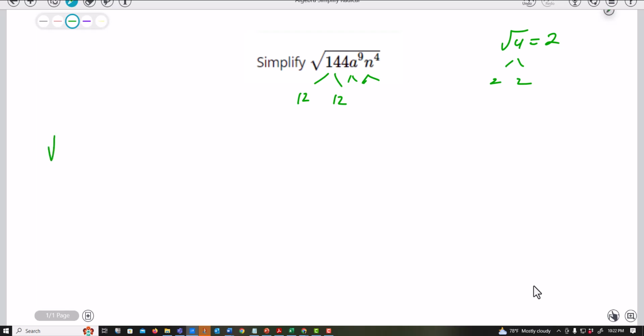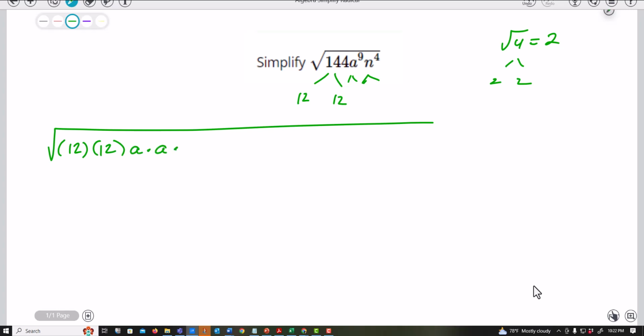So I'm going to write this under a big square root. So I have a 12 and a 12. Now here I have 9 A's. So I have 1, 2, 3, 4, 5, 6, 7, 8, 9. And then I have 4 N's: 1, 2, 3, 4. And what you're looking at, anything that's doubled comes outside the square root as 1.